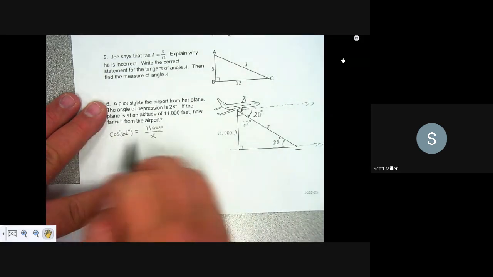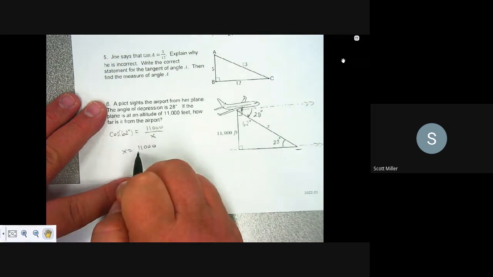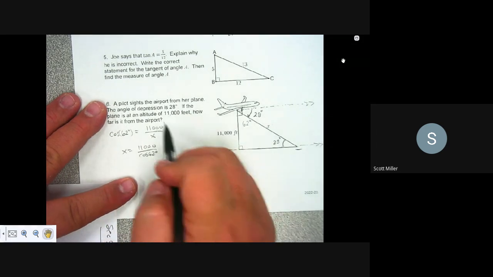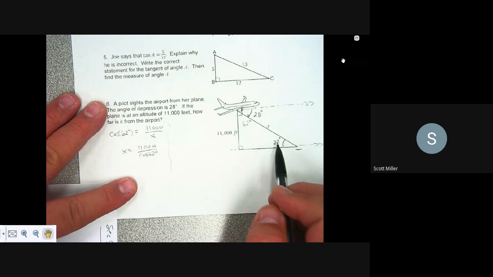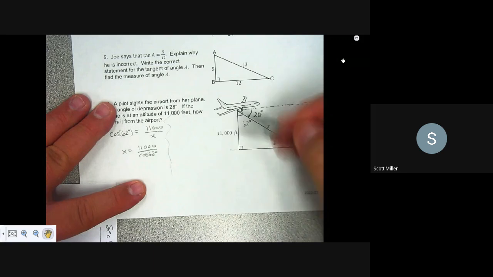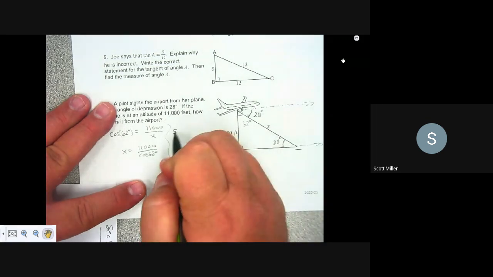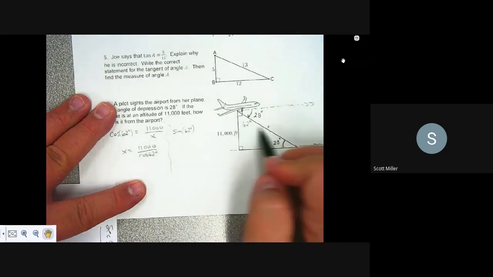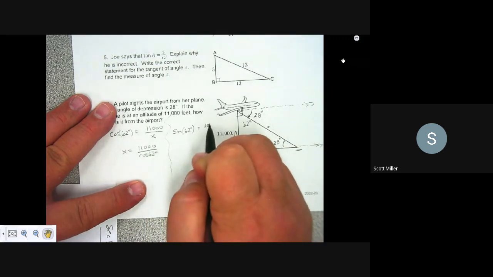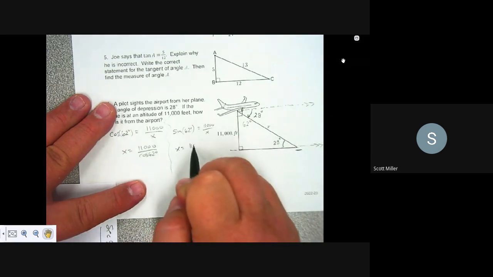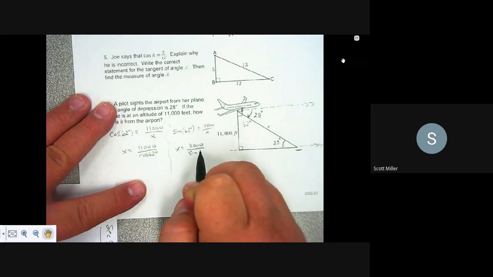And then we can cross multiply and solve for x, and we will get x equals 11,000 over the cosine of 62 degrees. But what if you did this one? Am I going to get the same answer? Let's find out. If I use this angle, then this side is the opposite to that angle, and that's the hypotenuse. So that requires us to use the sine ratio, which is opposite over hypotenuse, over x. So if I cross multiply this one, I get x equals 11,000 divided by the sine of 62 degrees.